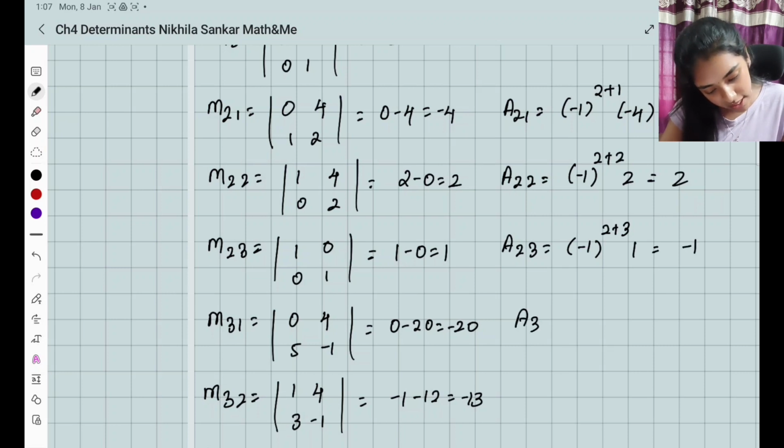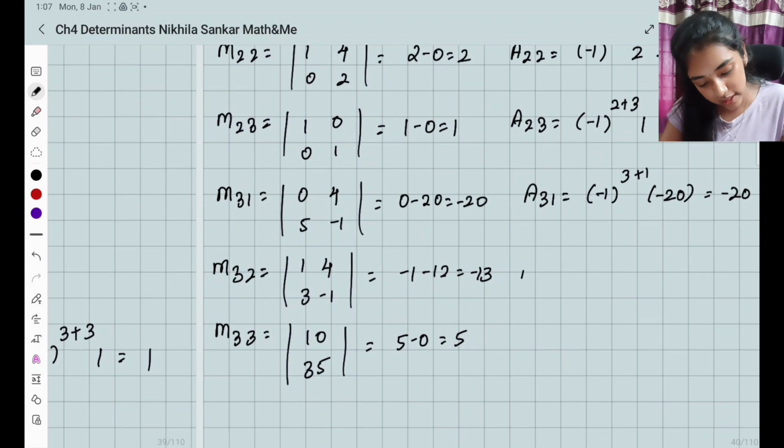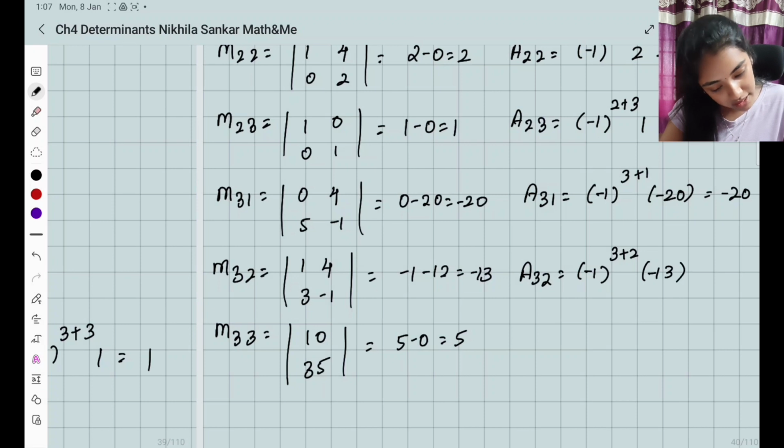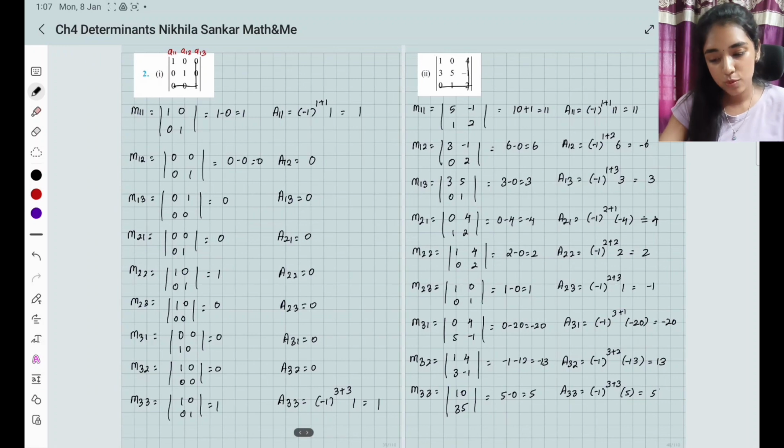A31 minus 1 to the power 3 plus 1 times minus 20. So this is going to be minus 20. Okay, power 4 comes, right? Then A32 is going to be minus 1 to the power 3 plus 2 times minus 13, minus minus plus. So plus 13. A33 is going to be minus 1 to the power 3 plus 3 into 5, which is going to be 5. Okay, just be careful with the minus and plus, everything else is easy. Okay, please copy.